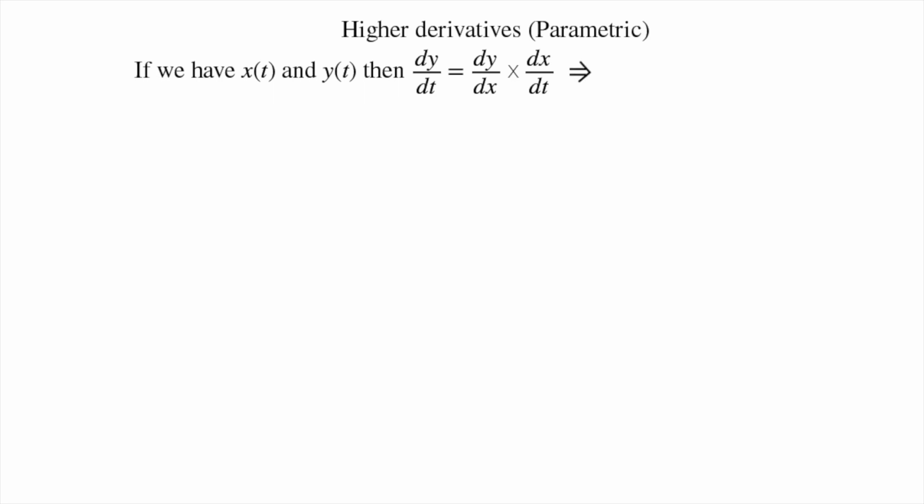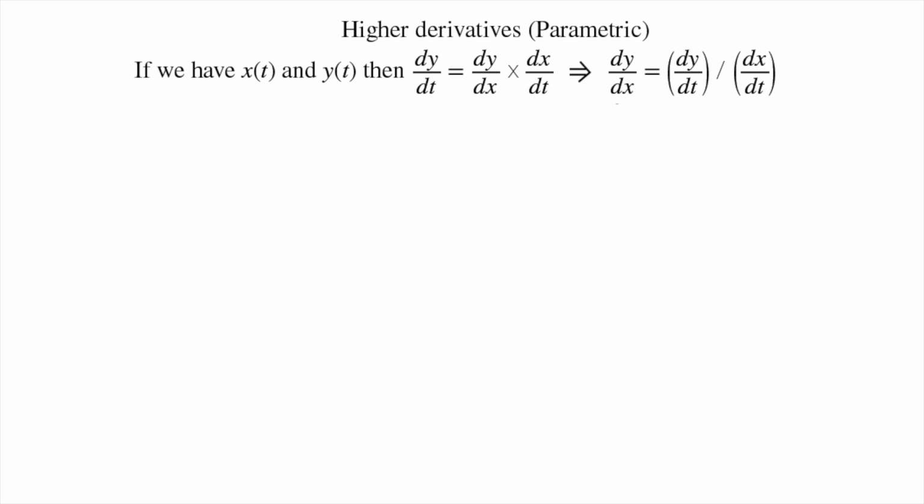This then implies, if we rearrange it, that dy by dx is equal to dy by dt divided by dx by dt. But now, suppose we wanted to calculate the second derivative of y with respect to x, d2y by dx squared. Then we'd need another application of the chain rule.